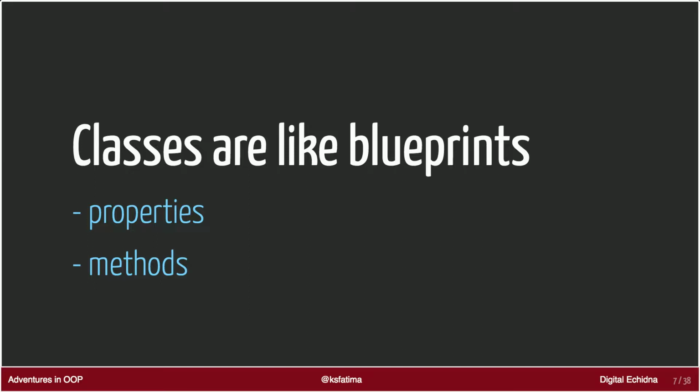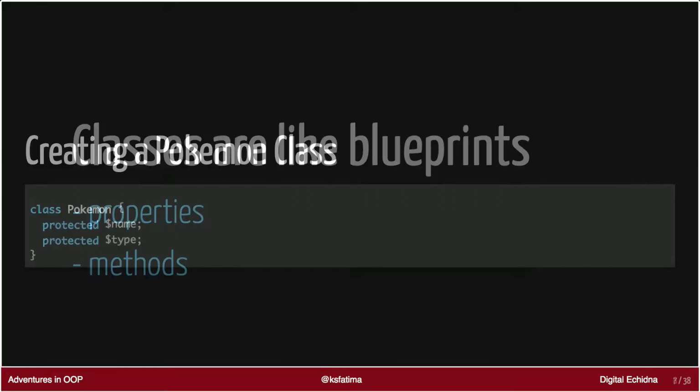Classes are made up of two main things. One is a property, which is a data point. For example, for our Pokemon, a property would be the name, which is Pikachu. You can also think of properties as variables. The other thing is methods, which are class-specific functions if you're already programming, or you could also think of them as tasks that a class can do. So let's create our Pokemon class together.